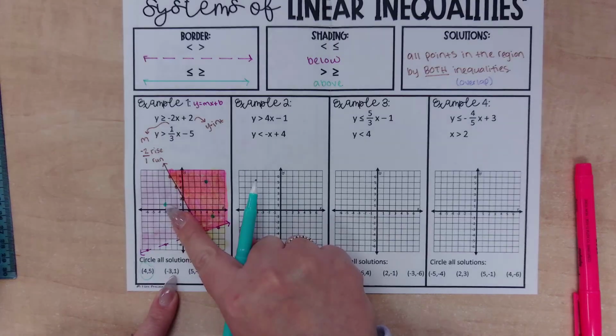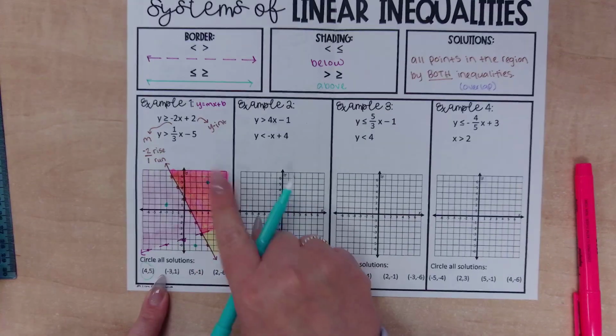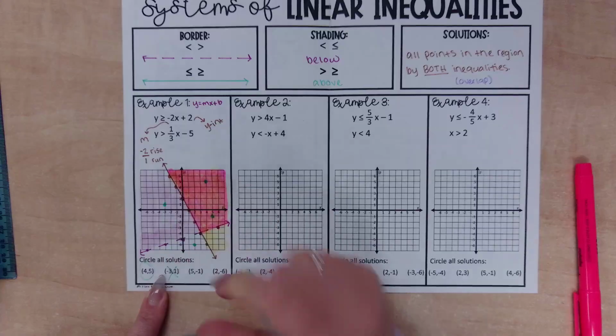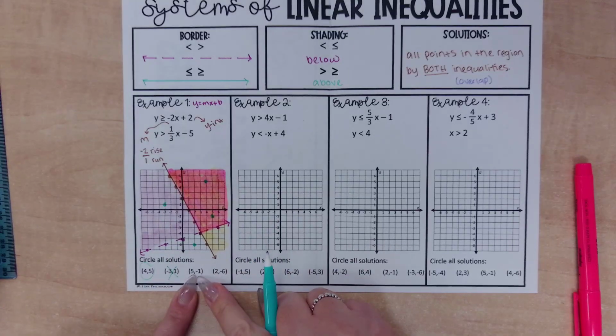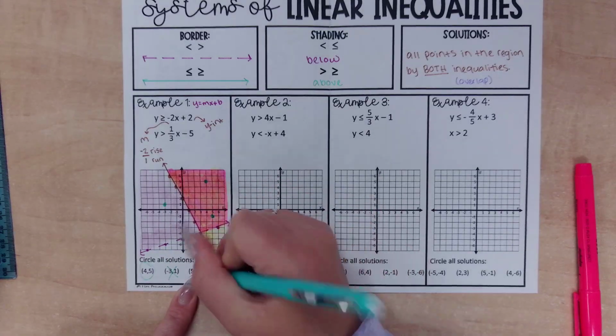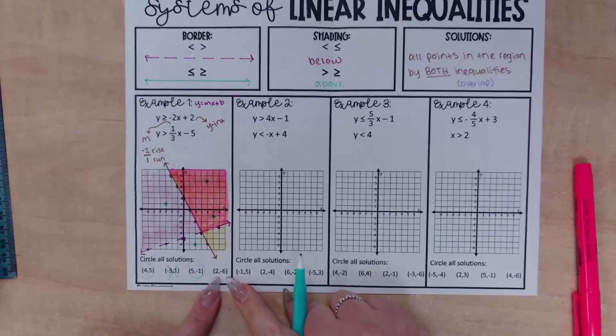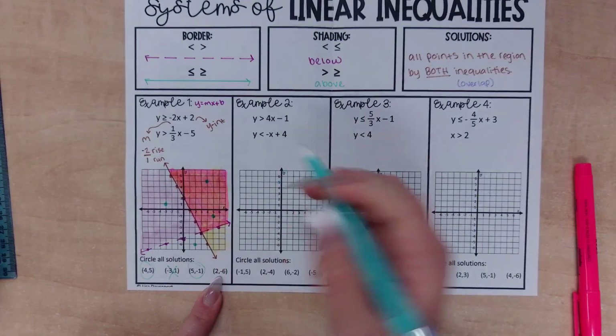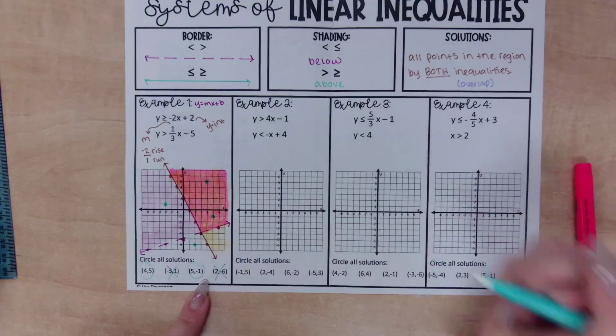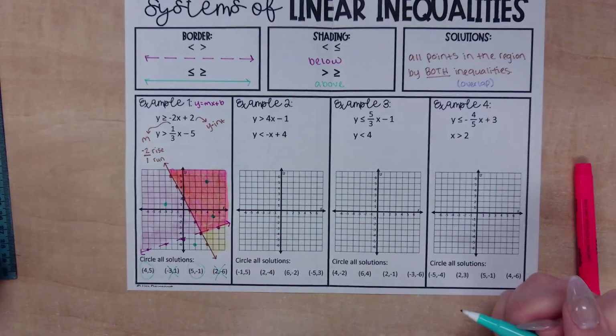-3 and 1 is outside of the overlapping area, so that would not be a solution. 5, -1 is in the shaded region, therefore I can call that a solution. And 2, -6 is way under and not even in a shaded region, therefore it's not a possible solution.